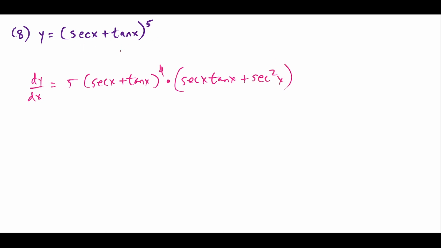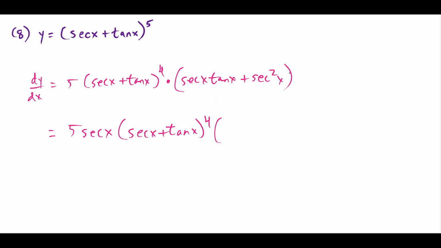So once again, we're doing the derivative of the outside. We keep the inside the same, but then we multiply all of that by the derivative of the inside, the secant x plus tangent x. But now this could be simplified a little bit nicer. Notice there's a common factor of secant x. So I could pair up 5 with the secant x. I still have the secant x plus tangent x to the 4th power piece here.